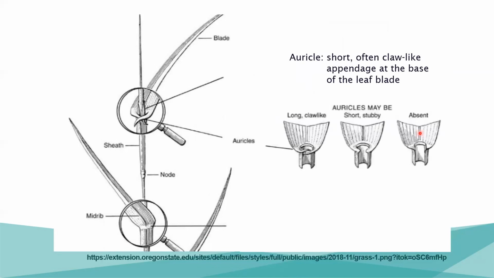The next feature are auricles. These are little extra appendages that kind of wrap around from the leaf blade. They are usually long and claw-like, or short and stubby, or again, just not there.